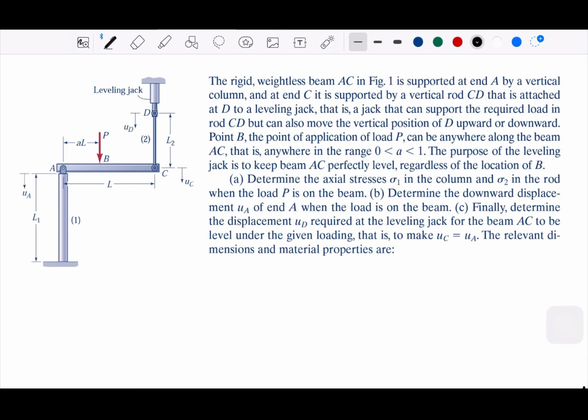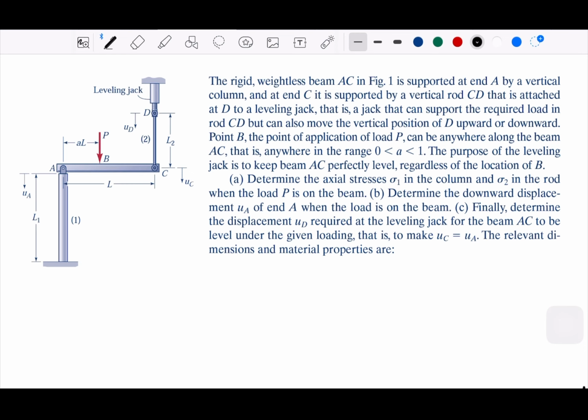So that's one piece of information, and we need to make this assumption clear. If there is a displacement at A, the displacement at C needs to be the same as A, because we need to keep this AC level.